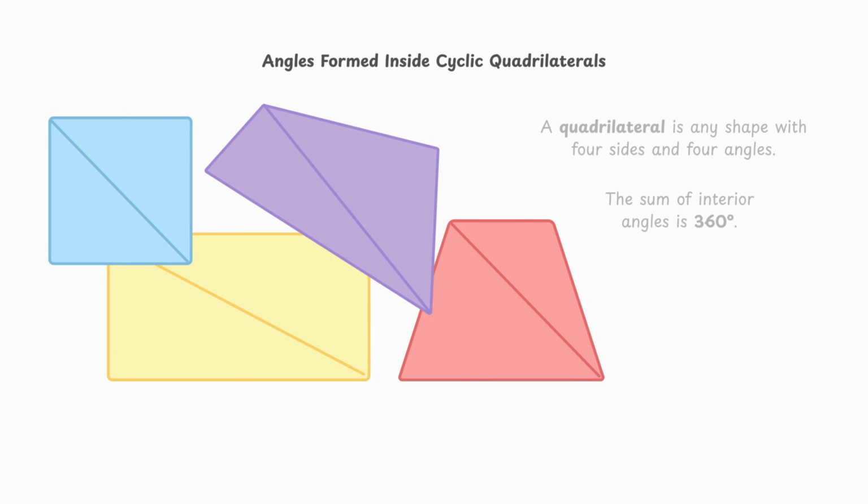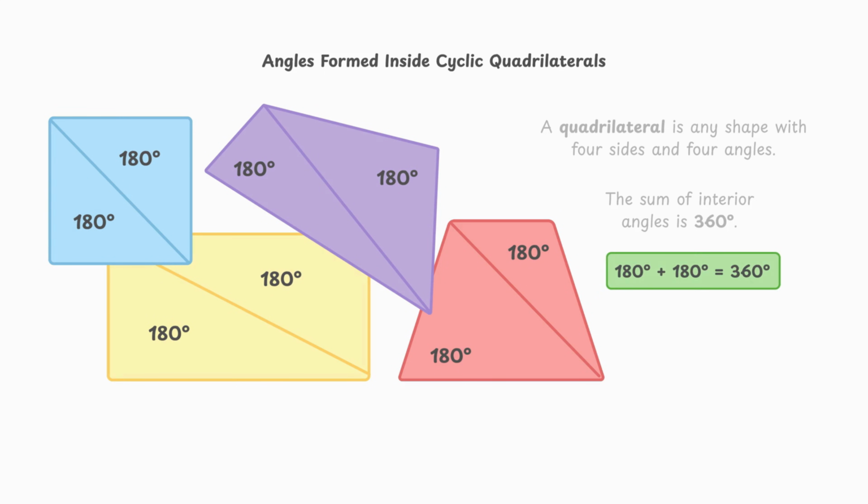Now look at the diagrams. Each quadrilateral is split into 2 triangles, and we know that each triangle has a total of 180 degrees. So when we combine the 2 triangles, 180 plus 180 gives 360 degrees. That is where this rule comes from.